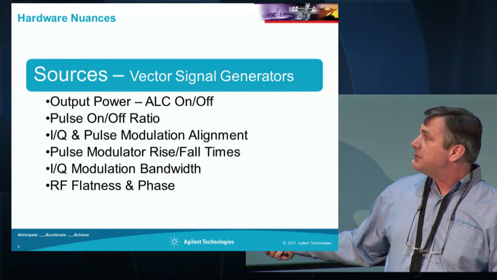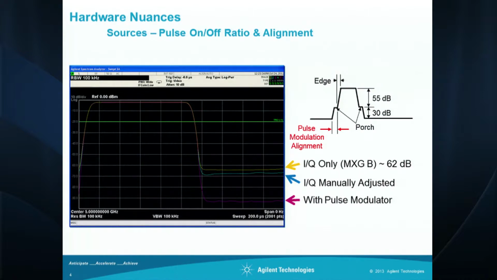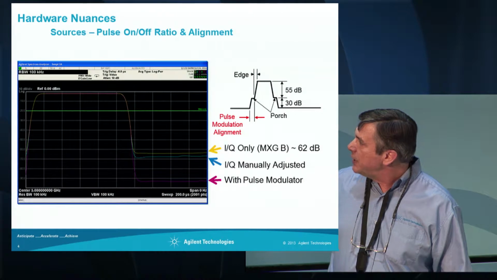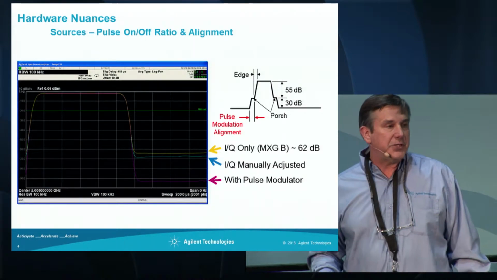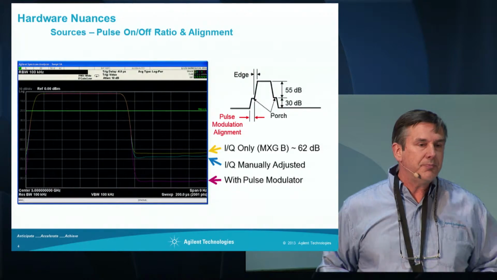RF flatness, phase flatness, modulation bandwidth, all issues. The bandwidth required for simulating signals or simulating multiple signals, for that matter, is getting much wider. Of course, Agilent has arbitrary waveform generators that are very high performance, high dynamic range, wide bandwidth. You can't hardly see this, so I'll try to trace that. You can see that if I'm using just an IQ only signal, I get about 60 to 70 dB of dynamic range. If I overlay the pulse modulator, I get about 80, 85, even 90 dB of dynamic range. So that's why we have to do that. We need to use both modulators in tandem in order to generate a realistic signal.